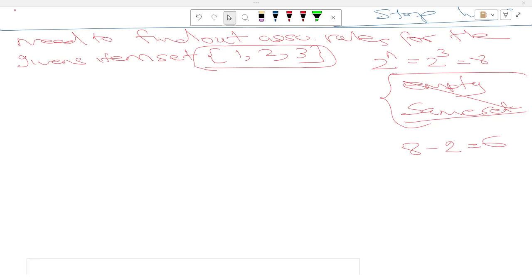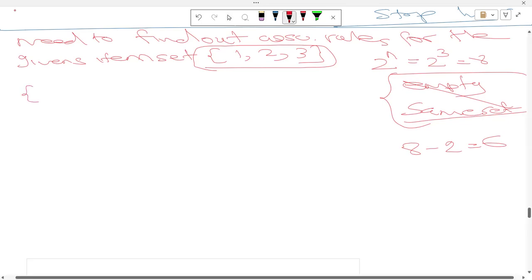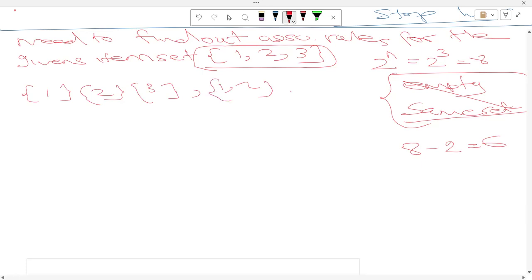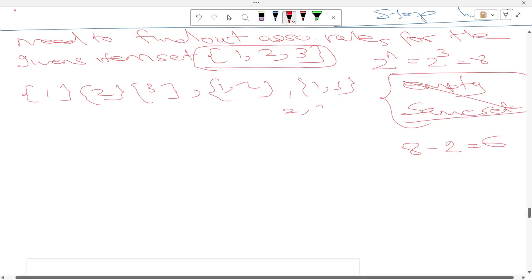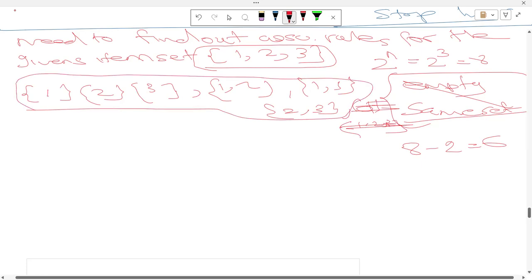So to find the association rule, the question specifically mentions you need to find the association rule by using this item set. So the item set 1, 2, 3 has 3 unique items, right? To calculate the association rule, first I need to find all the subsets. 1 is a subset, 2 is a subset, 3 is a subset. Then 1 comma 2 is a subset, 1 comma 3 is a subset, then 2 comma 3 is a subset. These are the 6 subsets. The empty set is another subset, and 1, 2, 3 is another subset. Now I already told you we can omit the same set and the empty set. So here we have 6 subsets we can write for the item set 1, 2, 3.